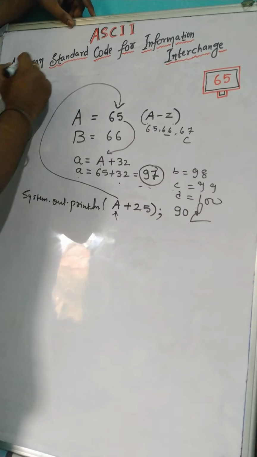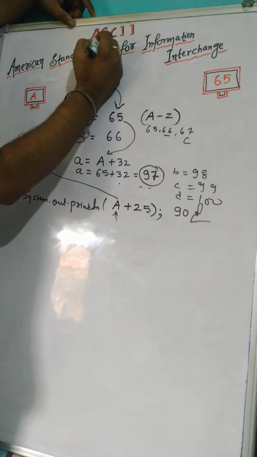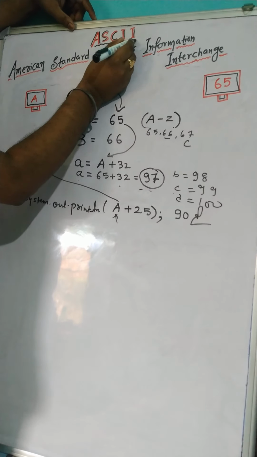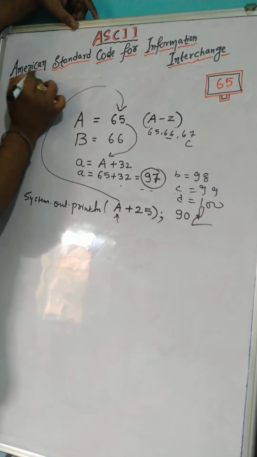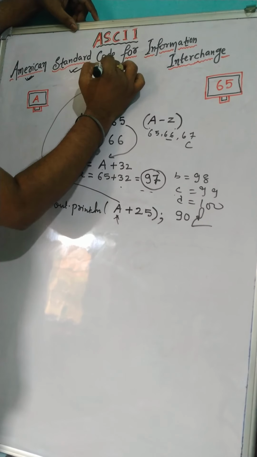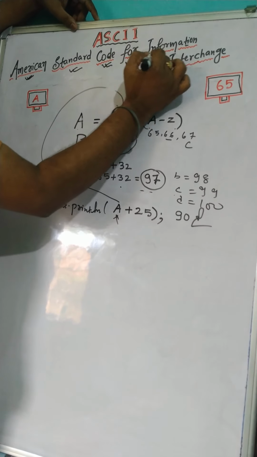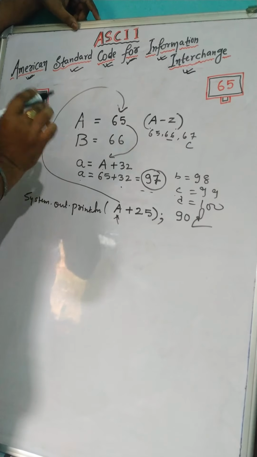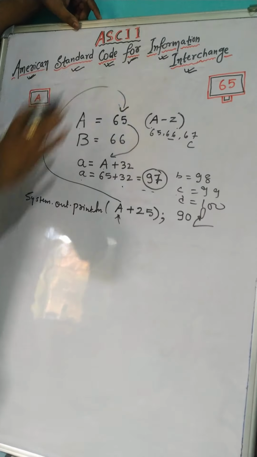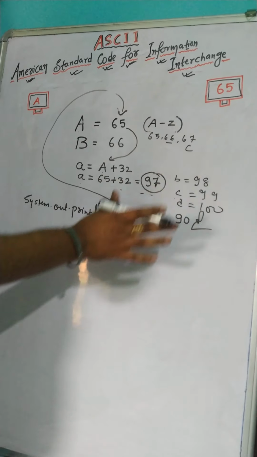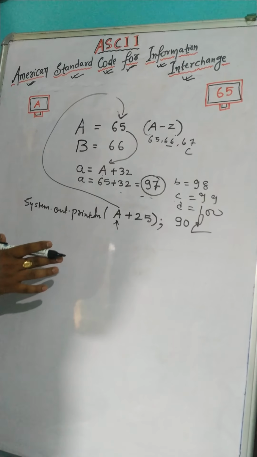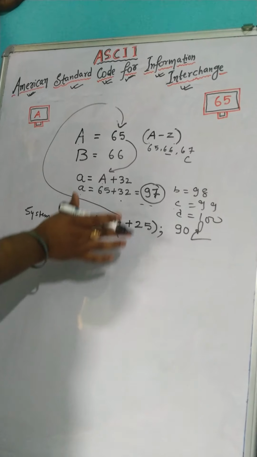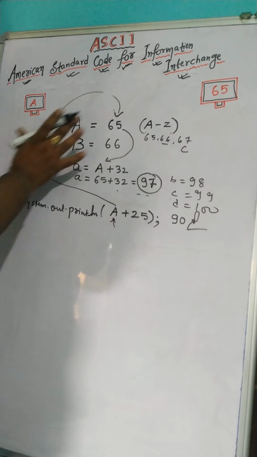Once more, what is the full form of ASCII? That is American Standard Code for Information Interchange. Okay, now. Generally the full form is not asked. These find-the-output type questions are coming. So in the coming exam I will give questions from this particular topic also.